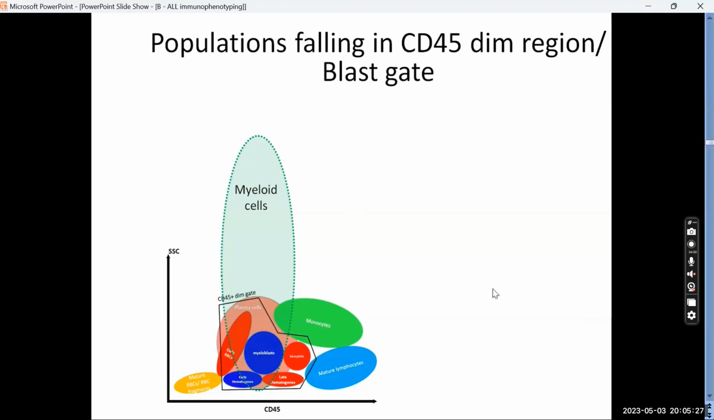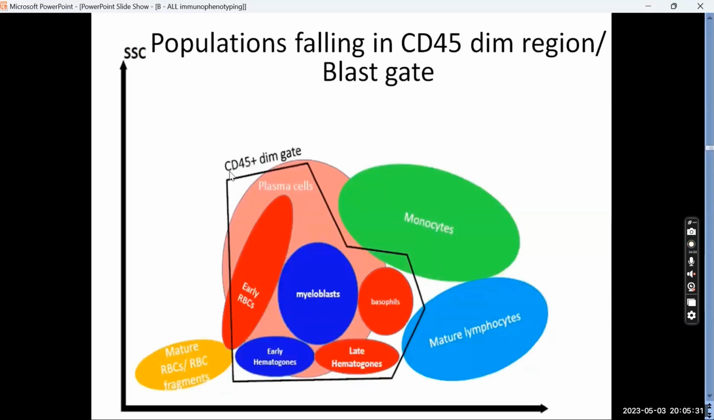Now, let me zoom this alone and eliminate the myeloid cells. So, it appears like this. What populations can fall in the CD45 dim blast region? Typically you find the myeloid blast sitting here. I'm talking about normal. When you process a bone marrow sample and look at side scatter versus CD45, you find the normal myeloid blast sitting here. You find the basophils sitting between the myeloid blast and the mature lymphocytes. You find the hematogones with very low side scatter, sitting in the CD45 dim to moderate area. Similarly, some early RBCs and some plasma cells can be seen. So these many populations can be seen in the blast gate.